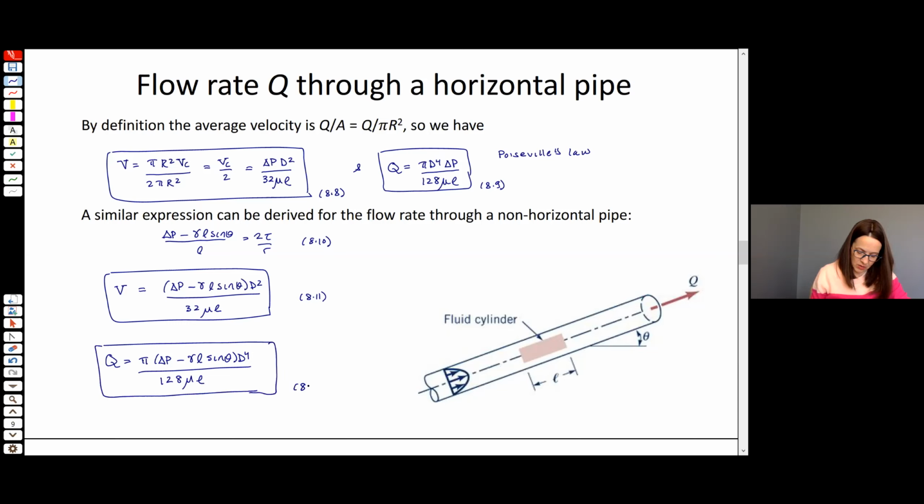And that's equation 8.12. Okay, derived in the same way that we derived it for the horizontal pipe, except now, of course, you've got force components involving sine and cosine of theta.